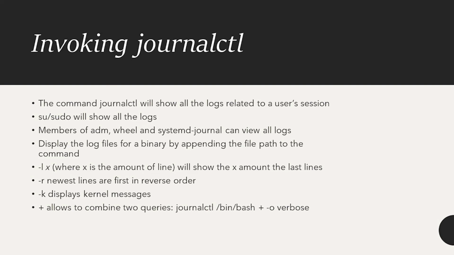Here are a couple ways that you can gain mastery of journalctl. If you want to display the logs for a particular binary, append the absolute path to the executable to the journalctl call. -f can be used in a similar fashion as tail -f. -r displays the log entries from newest to oldest. -k will display kernel messages, and the plus symbol can join two queries together.